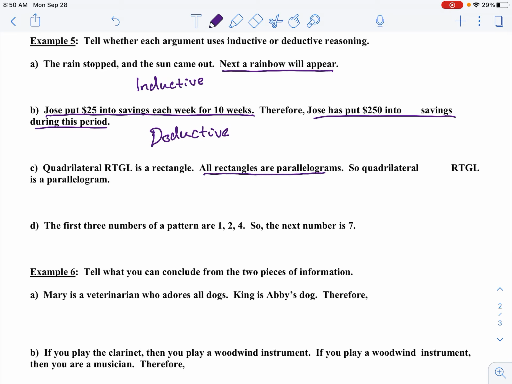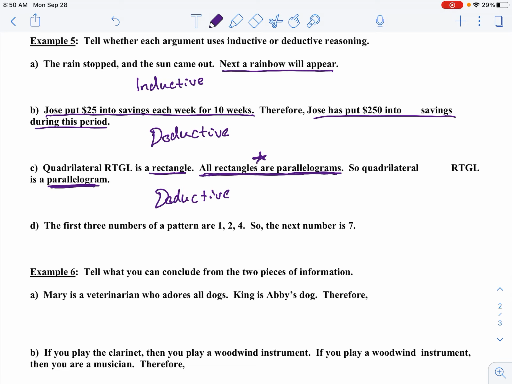All rectangles are parallelograms. That is a fact. All rectangles will be parallelograms. So quadrilateral RTGL is a parallelogram. They said it's a rectangle, and because rectangles are all parallelograms, we know that the rectangle RTGL is also a parallelogram. This is also deductive. We're using what we know not only about the quadrilateral, that it's a rectangle, but we also are using our facts about rectangles are parallelograms. So deductive reasoning, again, based on facts and definitions.